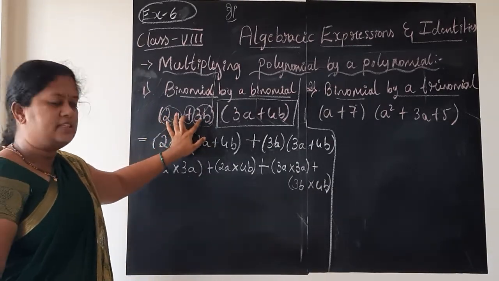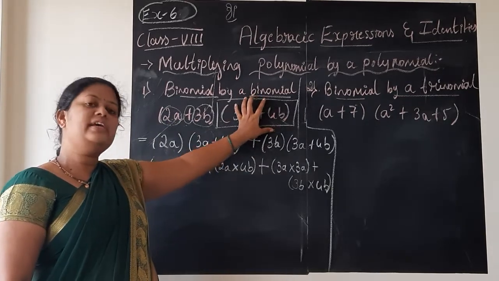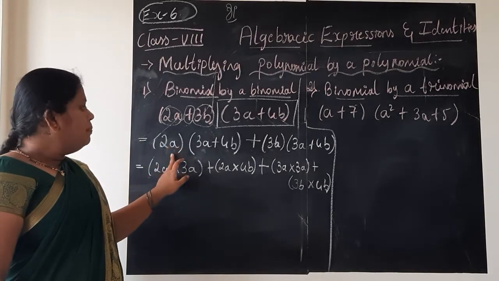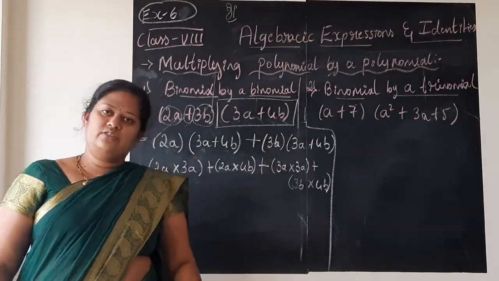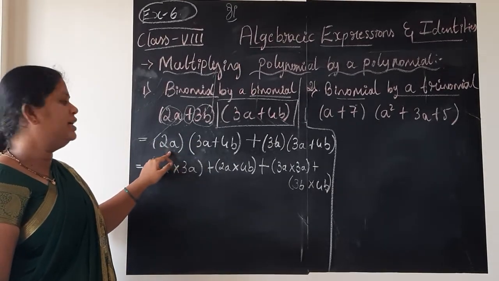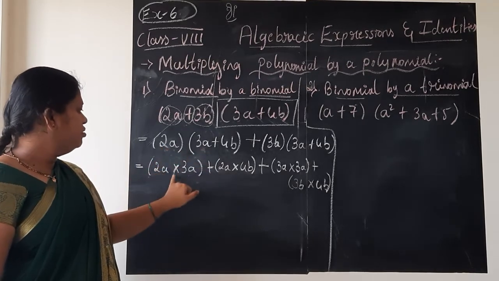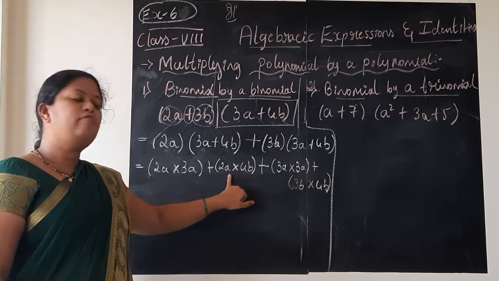What we did in this step? After splitting the first binomial into two terms separately and multiplying that with the second binomial given along with the sign, that step becomes the multiplication of monomial with the binomial twice. So we are doing that. How we used to do in previous sessions, we have learned how to multiply monomial with the binomial. So first term 2a into 3a plus, as it is, 2a into 4b.